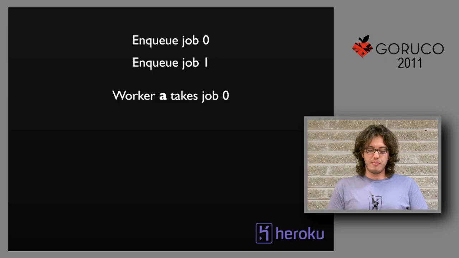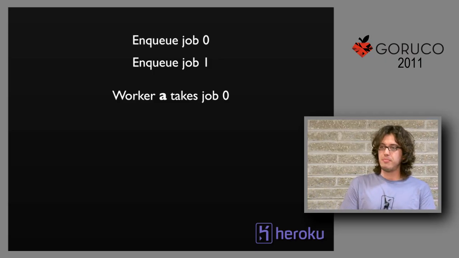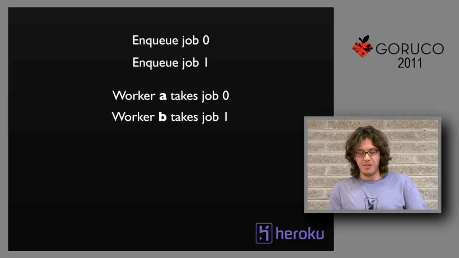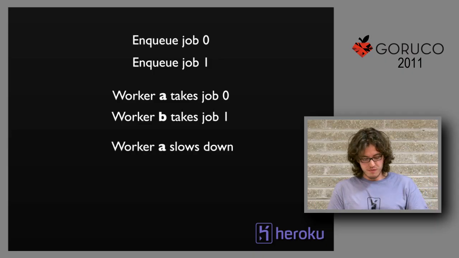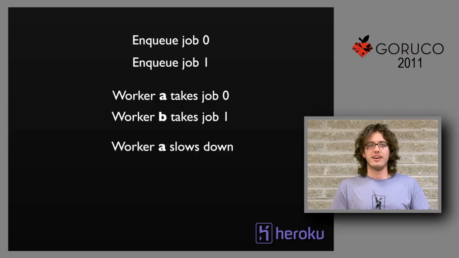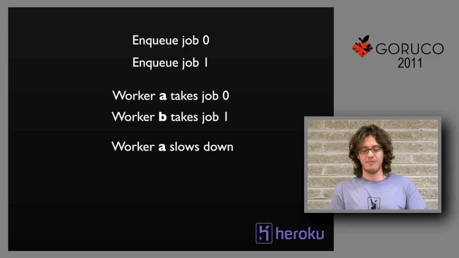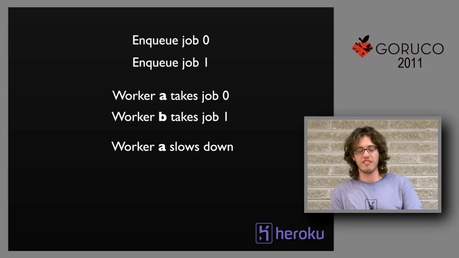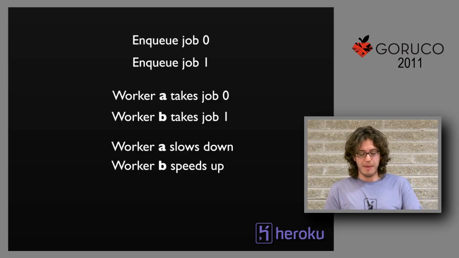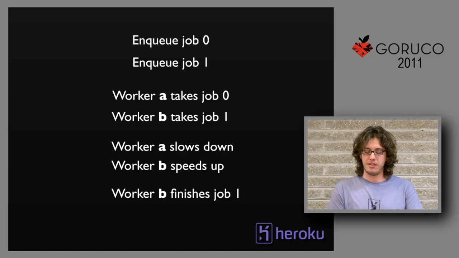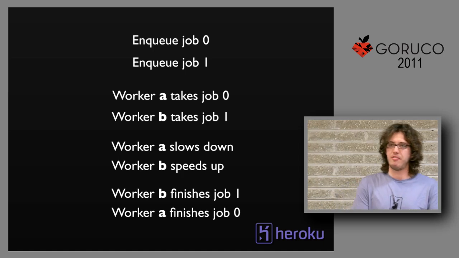Then let's say sometime later, worker A takes job 0. Then worker B takes job 1. So now our queue is empty and the workers have the jobs. Let's also say that the workers are on different machines, maybe even on different networks. For whatever reason, like a system backup or a memory chip dying, worker A starts to slow down and worker B speeds up. So worker B finishes job 1, and then worker A finishes job 0.